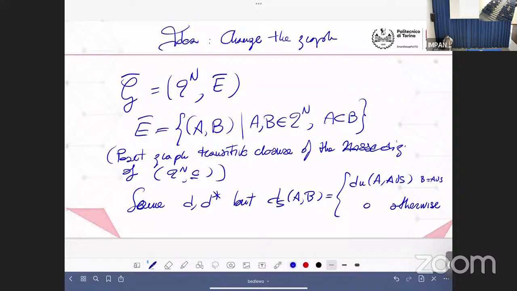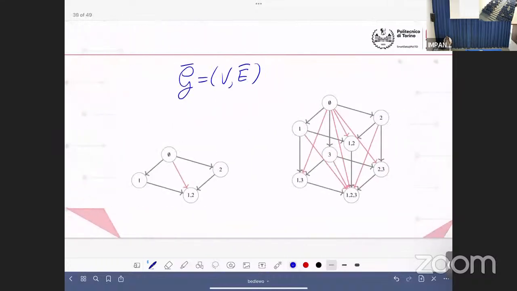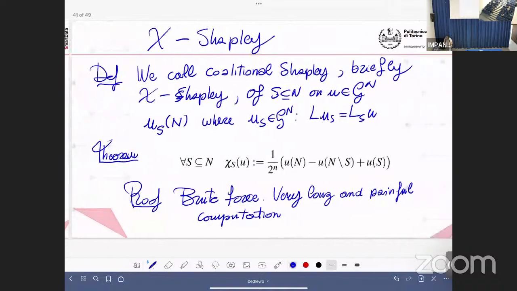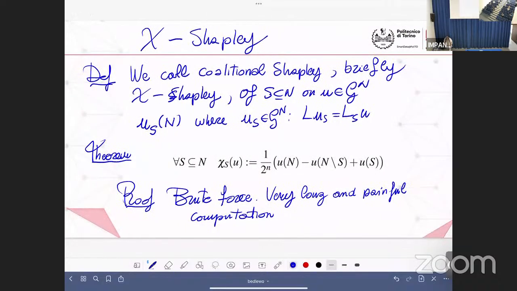The key point was not describing this, but that this is a simple calculation, because what we have said before remains for the same reason: the Laplacian is injective over games and so on. Nothing changed for connectivity reasons. And so the key point is that we define the coalitional Shapley value in the same way. So we take U_S of N, where now U_S is computed with the system that I told you before. So mutatis mutandis it is the same thing.